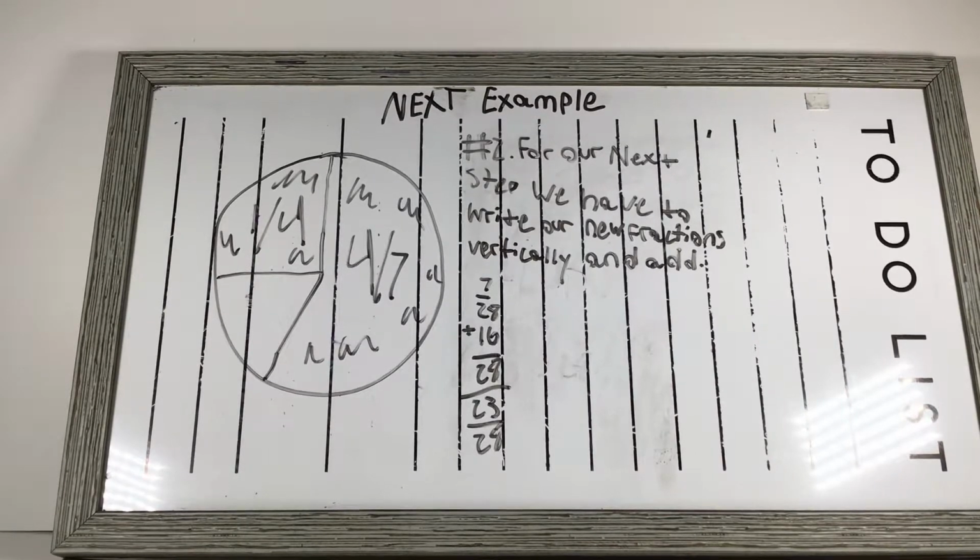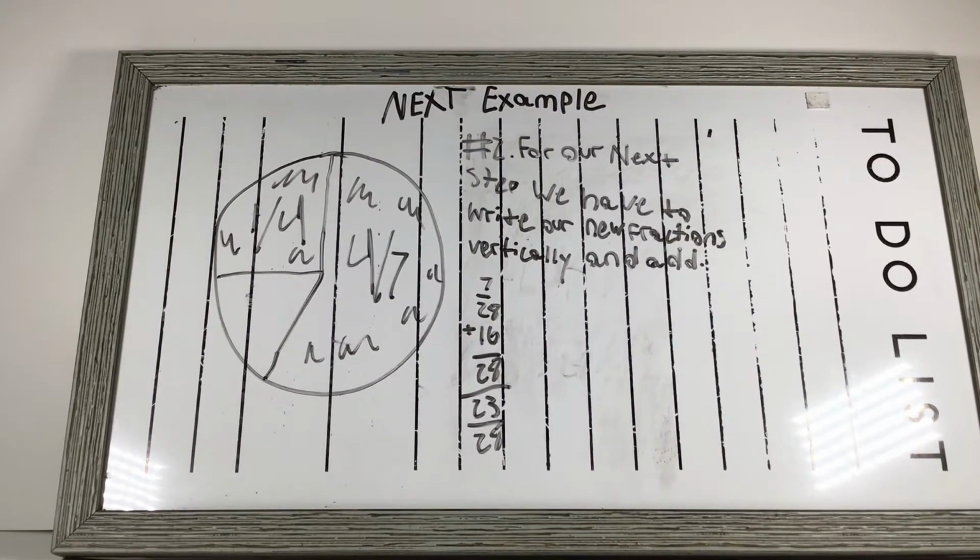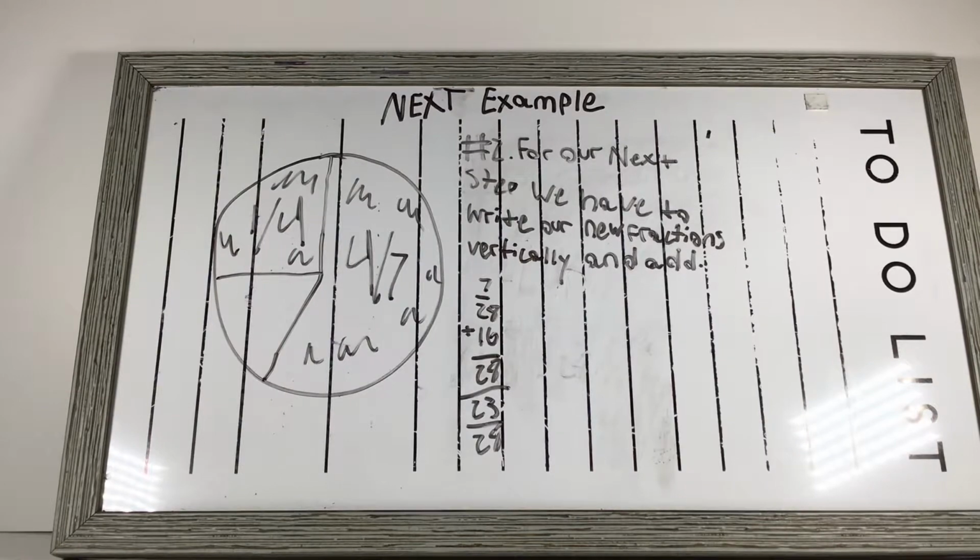For our next step, we have to write our new fractions vertically and add. In this case, we write 7/28 plus 16/28 vertically. When we add those together, our sum is 23/28.